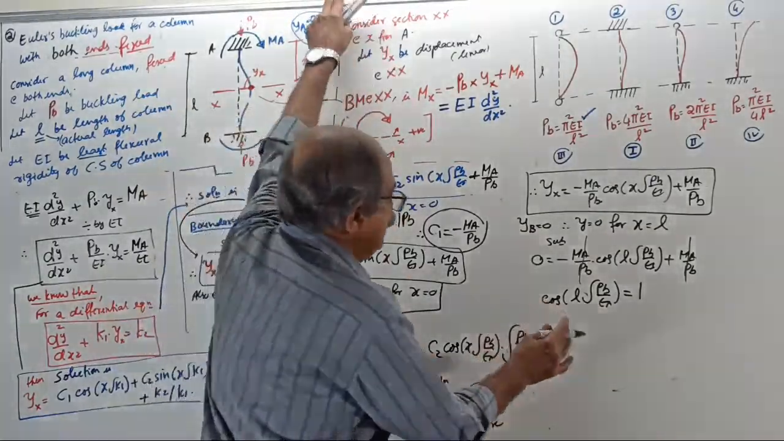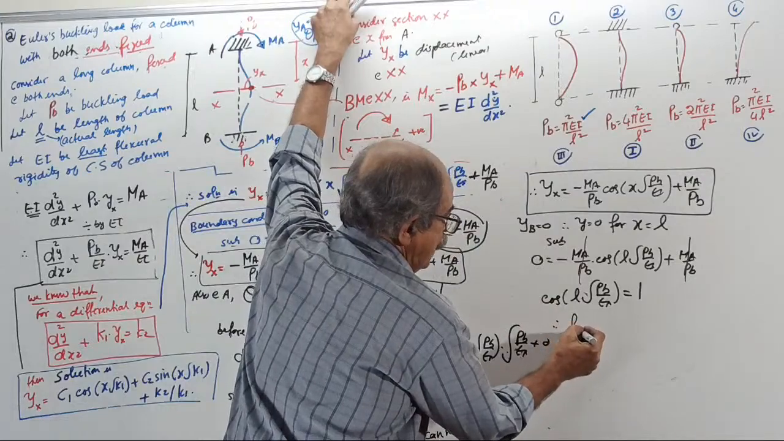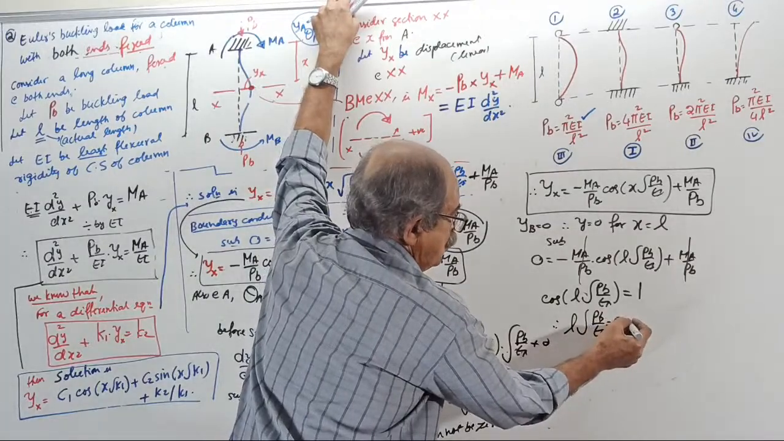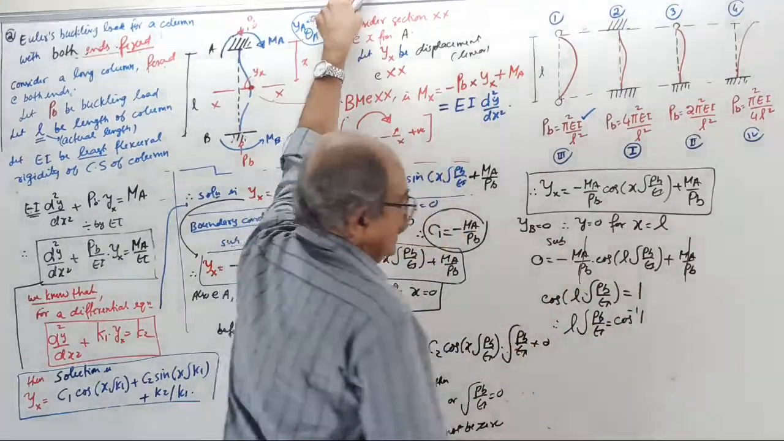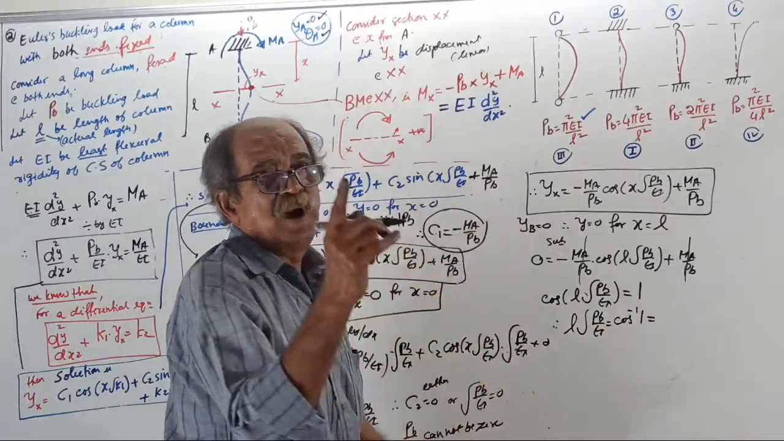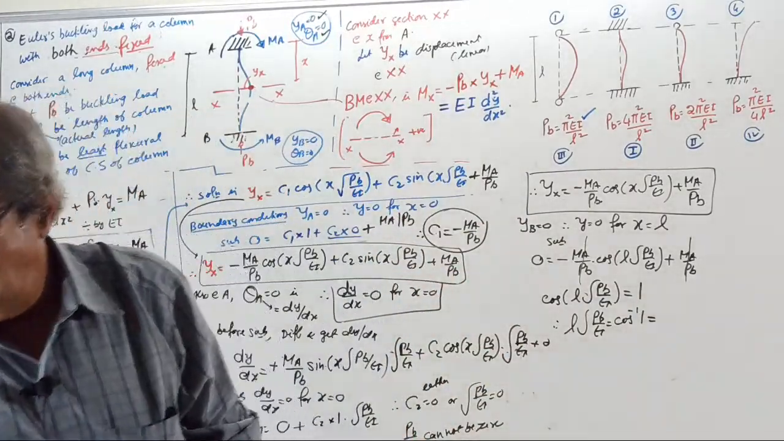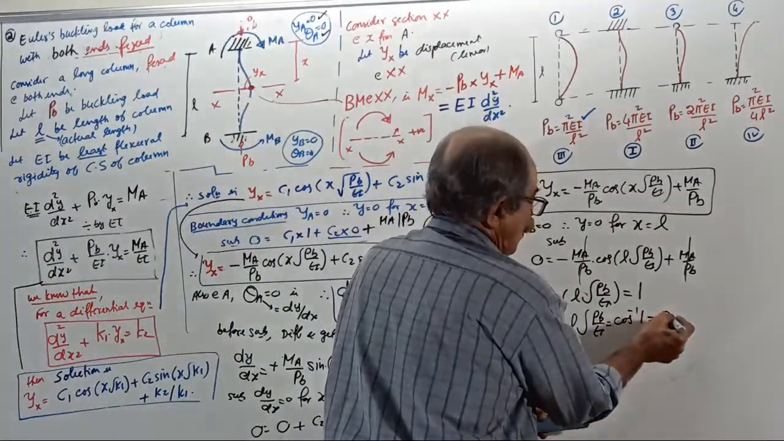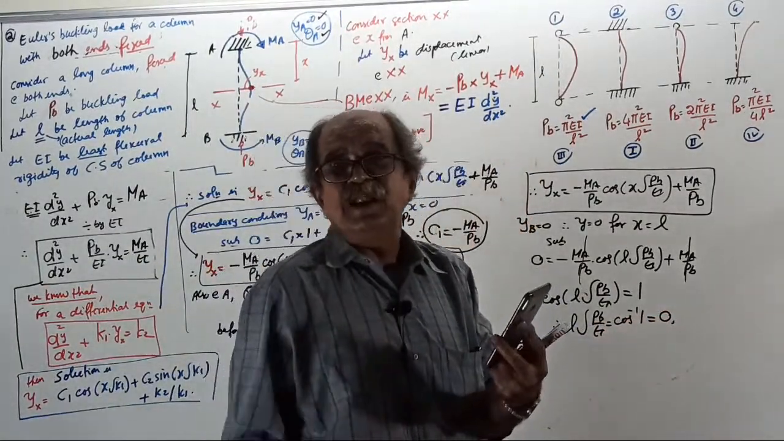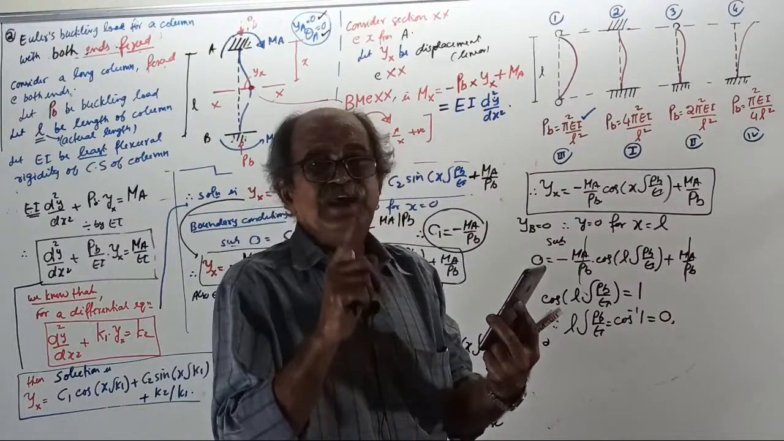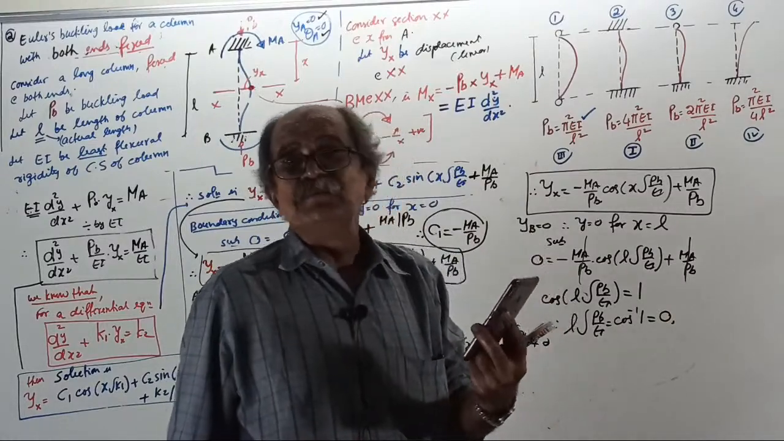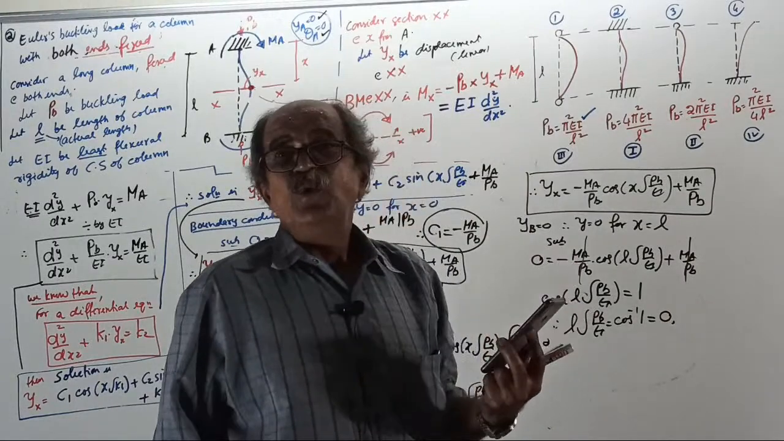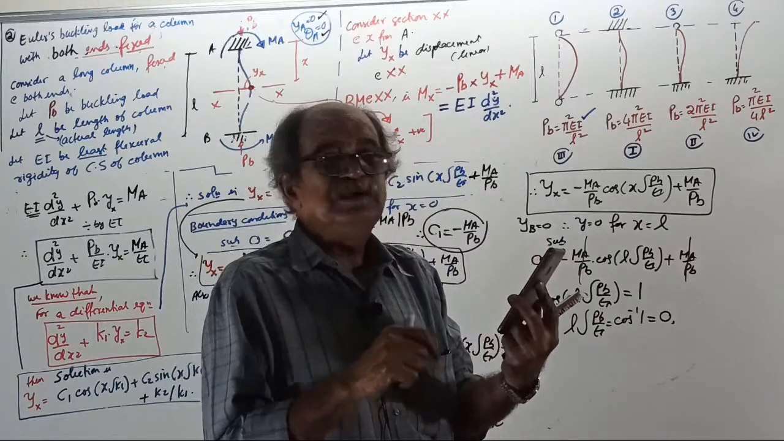Okay, start. Therefore, L root PB by EI equal to cos inverse 1. Anybody can tell what is cos inverse 1? First number, in radians. First number is 0, since cos 0 is 1. Next number, cos of what number is once again 1?